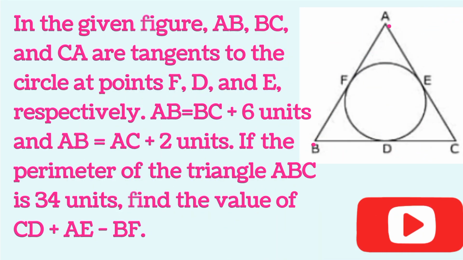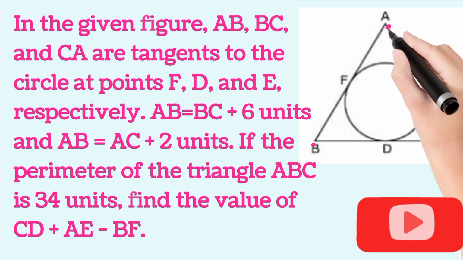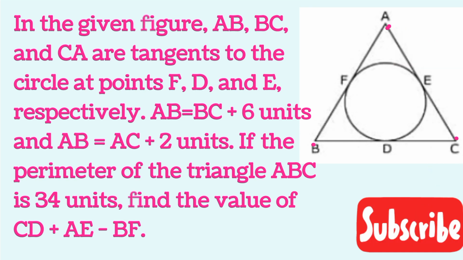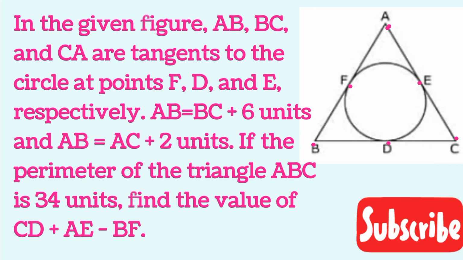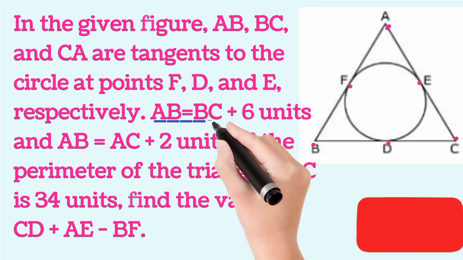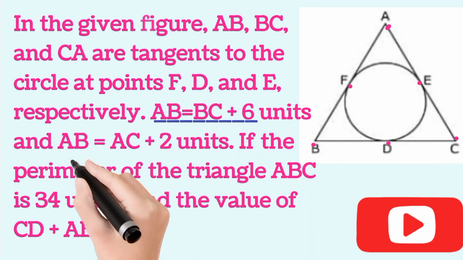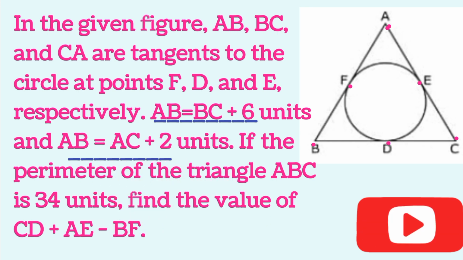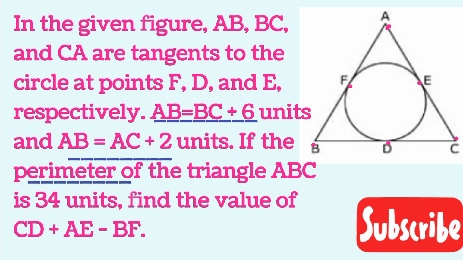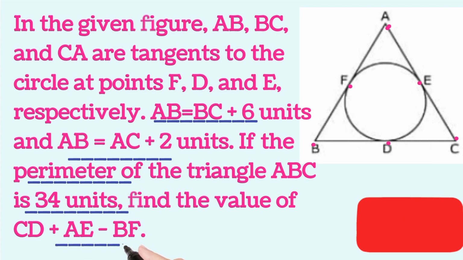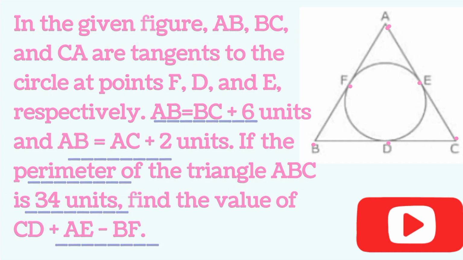In this question it's given AB, BC and CA are the tangents to the circle at points F, D and E respectively. AB is equal to BC plus 6 units and AB is also AC plus 2 units. If the perimeter of the triangle is 34 units, then find the value of CD plus AE minus BF. So let's solve this question.